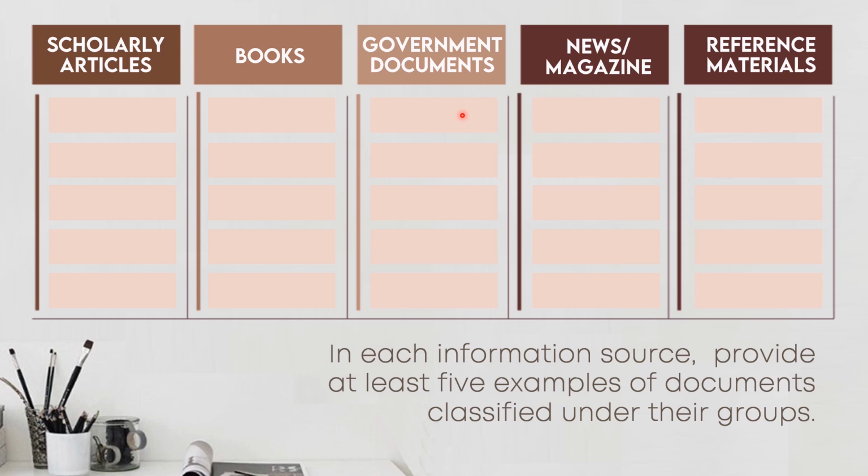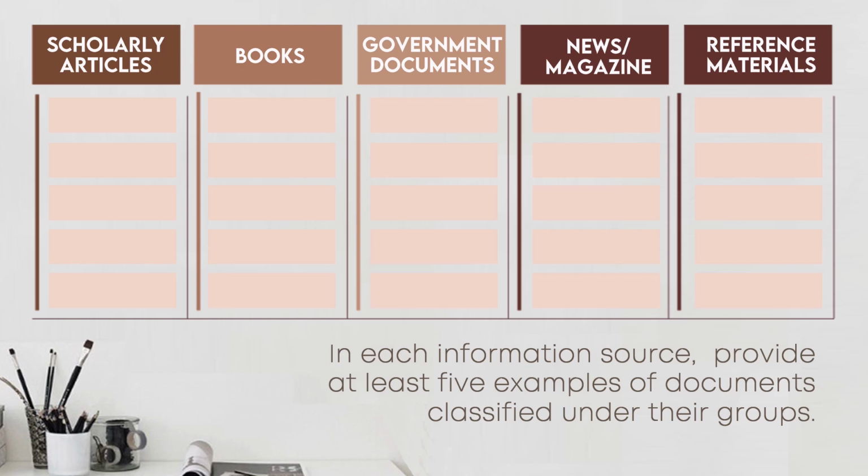For examples of news, you have tabloid, school paper, broadsheet, or magazines. Any magazines will do. Fashion magazine, I like that. So, you have reference materials, you're very particular with that. Examples of those are dictionaries, atlases, almanacs, and such. Okay? So, you're just going to write down there.